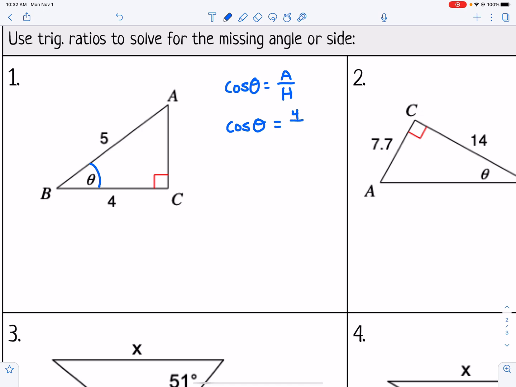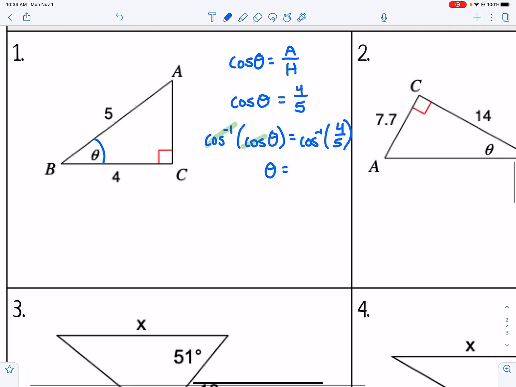Adjacent was 4, hypotenuse was 5, and then we can type this in the calculator. To get rid of cosine, you have to take the inverse cosine, and that's just a button we're going to type in our calculator. So we're going to do inverse cosine of both sides of this equation. What that's going to do is help cancel out cosine and leave us with theta by itself. And then we'll get the angle from Desmos.